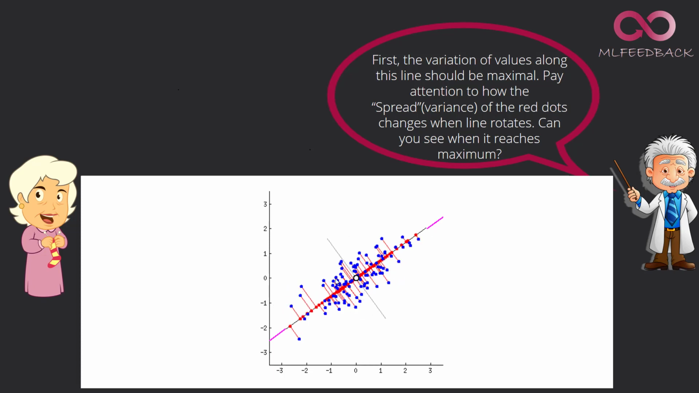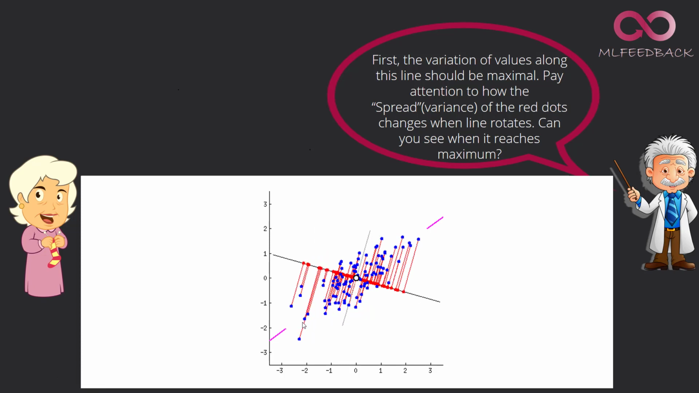Consider the first one. The variation of values along this line should be maximum. Pay attention to how the spread of red dots changes when the line rotates. Red dots are nothing but new attributes, remember. How the spread is changing for different possible combinations of weights, W1 and W2. You see that the spread is maximum at a particular point. What point is that?